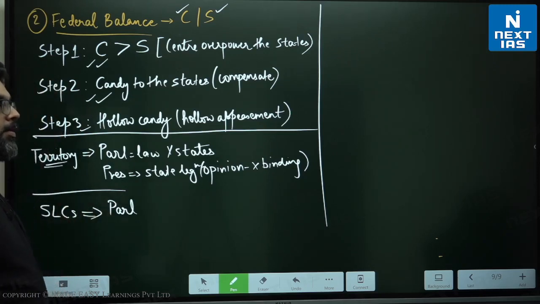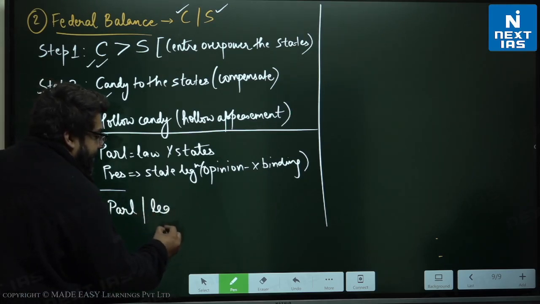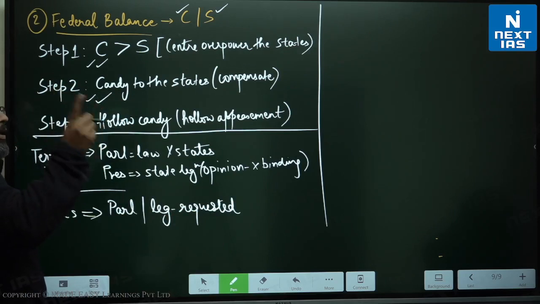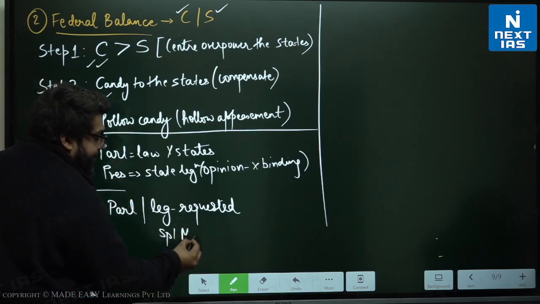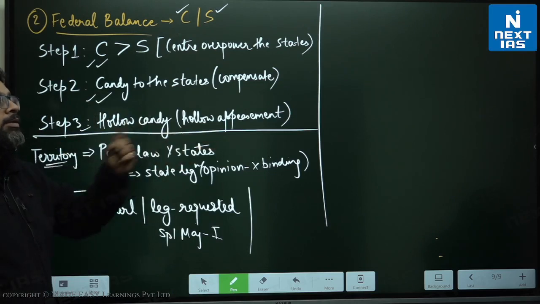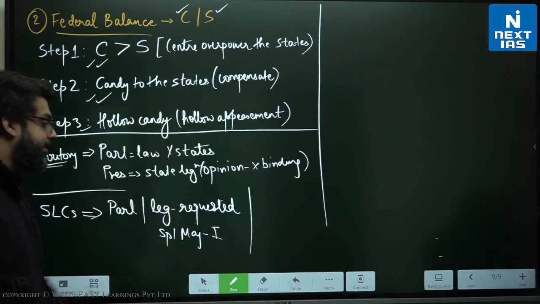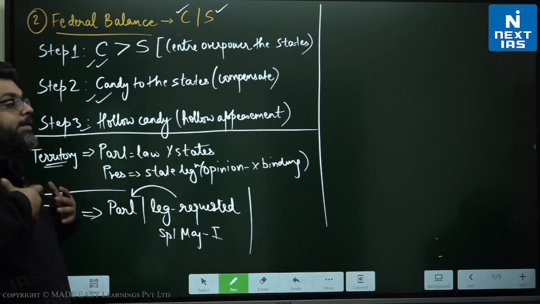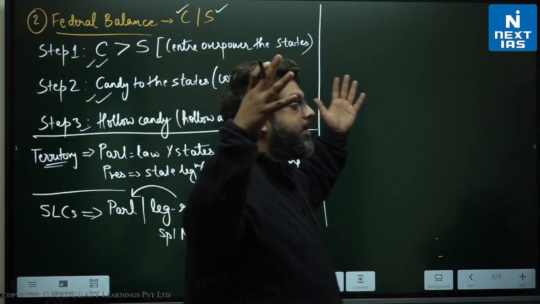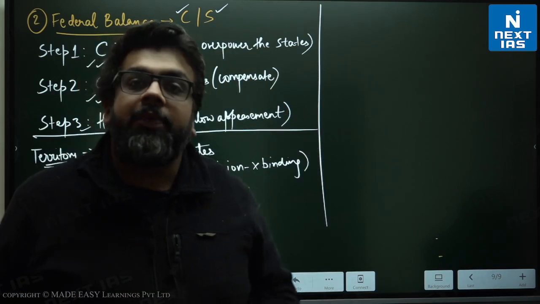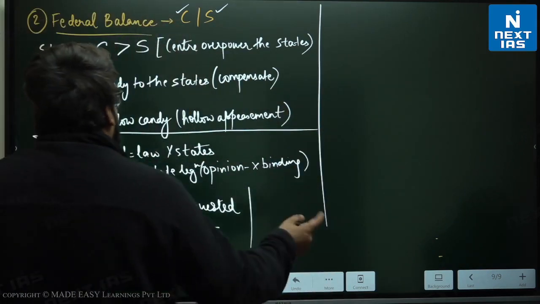Now, step number 2. The Parliament can only create a legislative council if the state legislatures have requested for the same. You would remember this from Special Majority 1 that we had discussed yesterday when we were discussing majorities. The Parliament can only create a council in a state if the legislature of the state wants a council. States are happy, their chests are beaming with pride that until we don't ask for a council, the Parliament cannot give us a council.